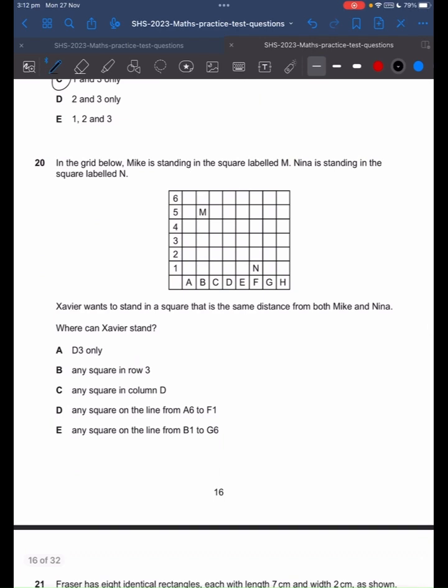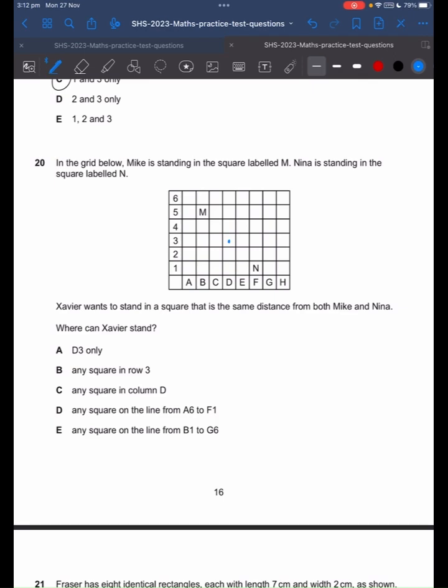Now, in the grid below, Mike is standing in the square labeled M, and Nina is standing in the square labeled N. Now, Xavier wants to stand in a square that is the same distance from both Mike and Nina. Now, when you first look at this question, you might say that, oh, D3 only, because that's exactly halfway between. You are half right.